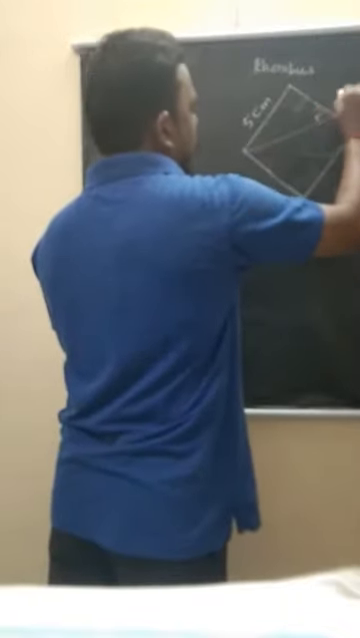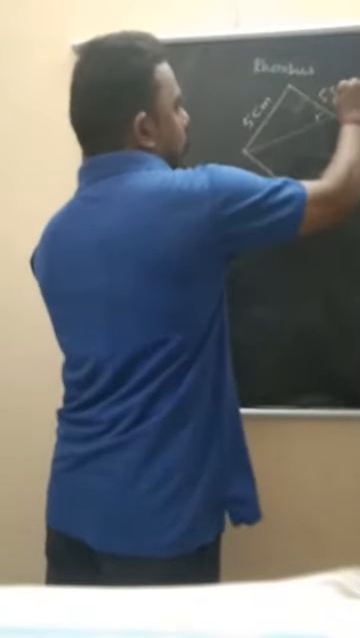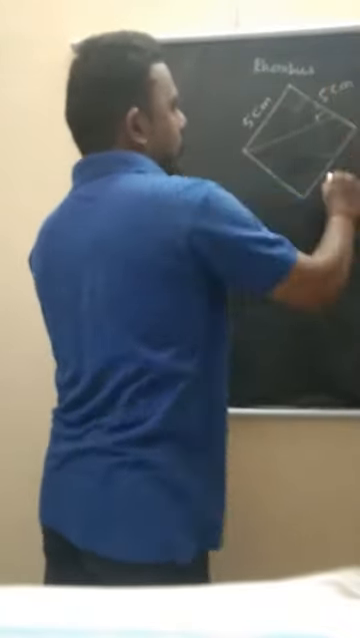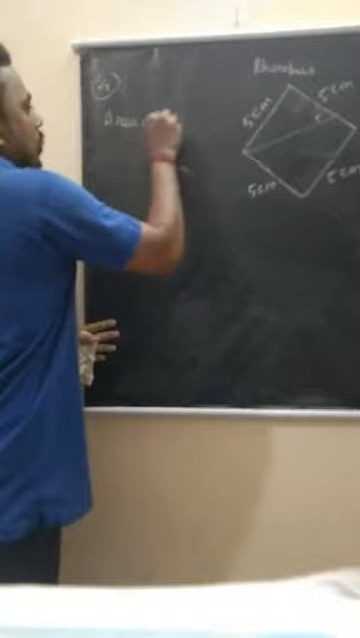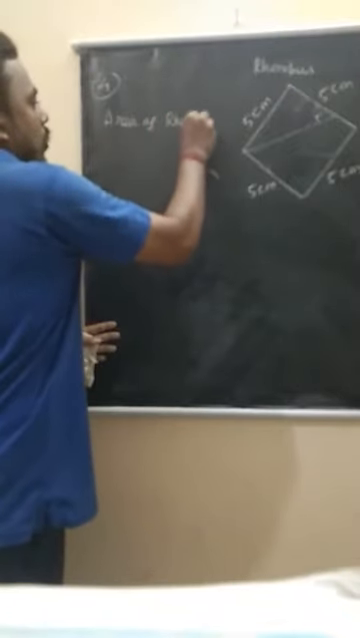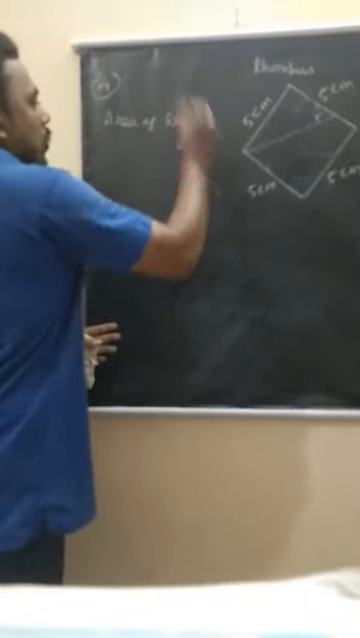Suppose this is the altitude. Now this side is also 5 centimeter, 5 centimeter and 5 centimeter. Now we need to find this area. The area of the rhombus whose side is 5 centimeter and whose altitude is 4.8 centimeter, like that, find the area. So area of the rhombus is a question mark.